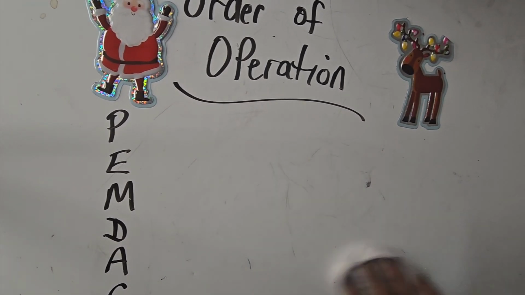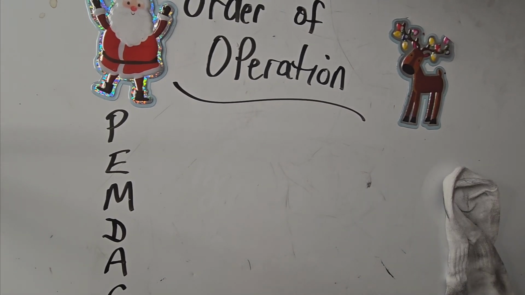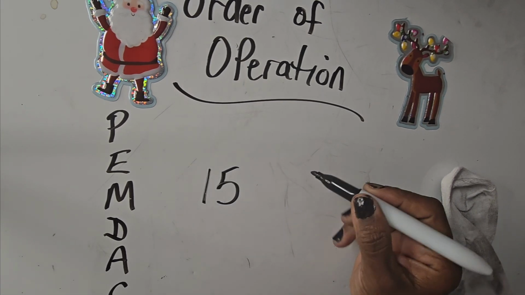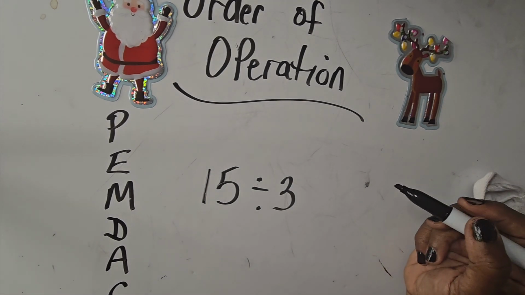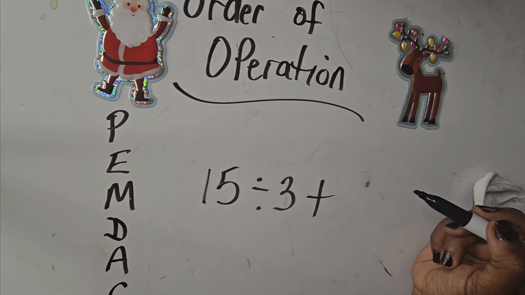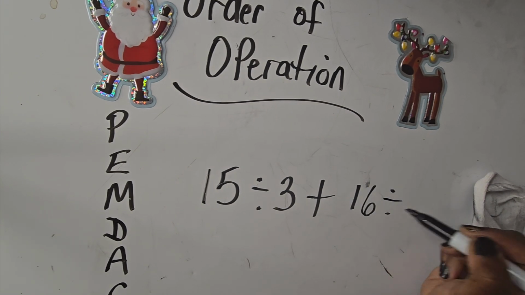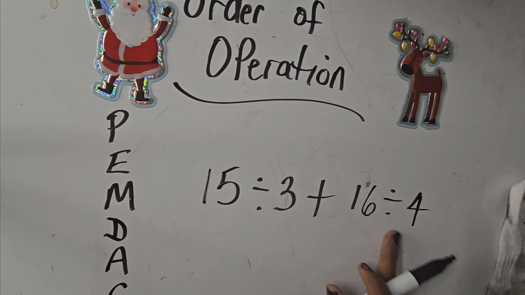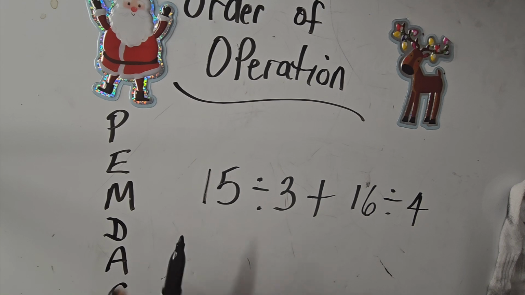Okay, this board is the worst. 15 divided by 3. That's kind of easy. Plus maybe 16 divided by 4. Again, I look at the operations, division, add, division. I go here. Division comes first, and then add.